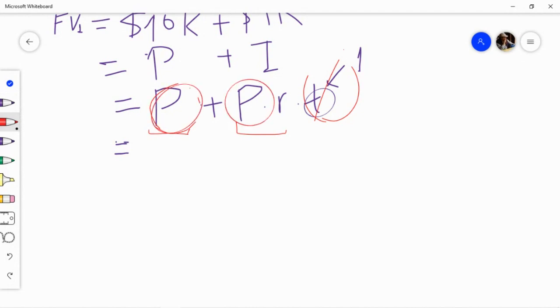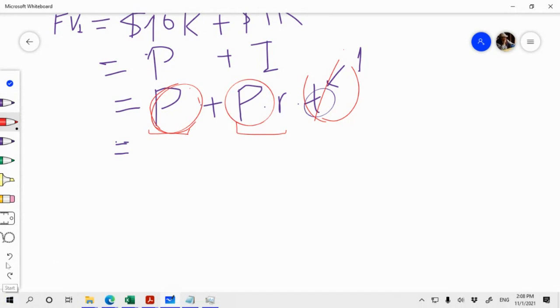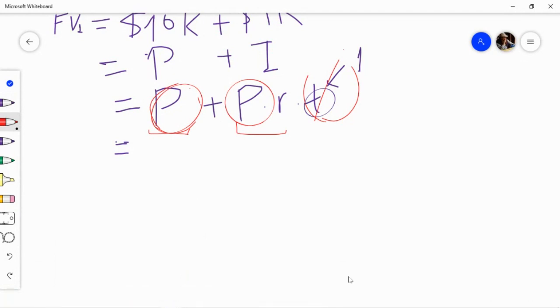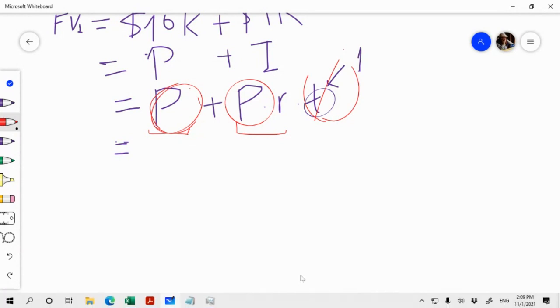P is the common factor. So when you see a common factor, what do you need to do? What do you do when you have a common factor? Anyone? Simplify. Simplify, yes. How do you simplify? You will put P times 1 plus T R.